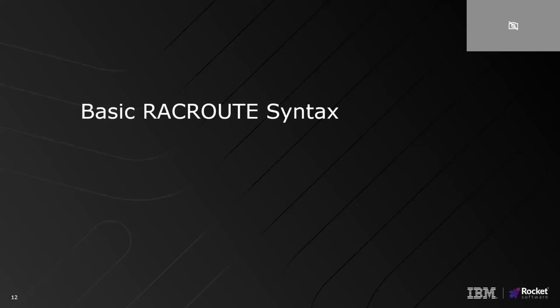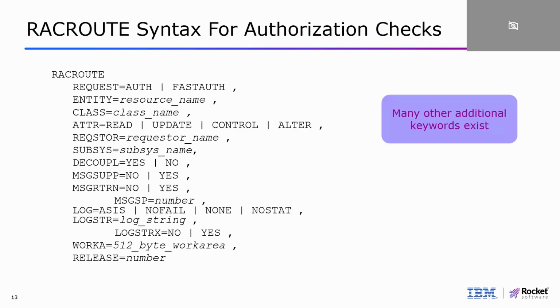Okay, so basic RACROUTE syntax. As I said before, we're going to deal with basically REQUEST=AUTH, REQUEST=FASTAUTH. And this is what, if you're coding it in assembler, you are going to be looking at. I mean, this is the meat of a RACROUTE specification. There are other keywords, and there's quite a lot of keywords as well. But we're going to go through in this presentation the various things that relate to these keywords, and we'll cover most of them in the rest of the presentation.